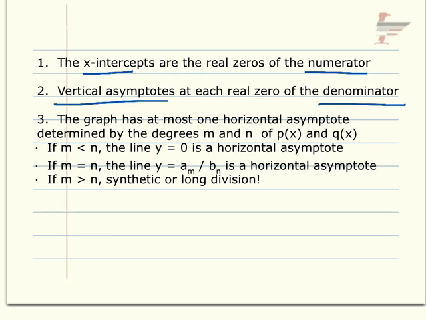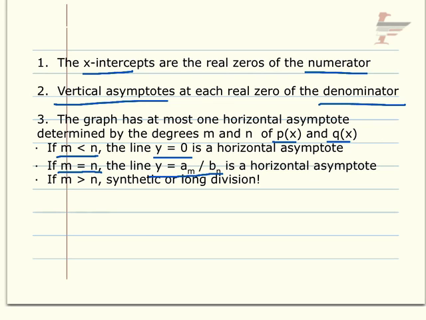So assuming p of x is your numerator and q of x is your denominator, if the degree on top, m, is less than n, then y equals 0 is your horizontal asymptote. If your degrees are equal to each other, like x squared over x squared or x over x, then you divide out the leading coefficients, and y equals whatever that is, some constant, is your horizontal asymptote.